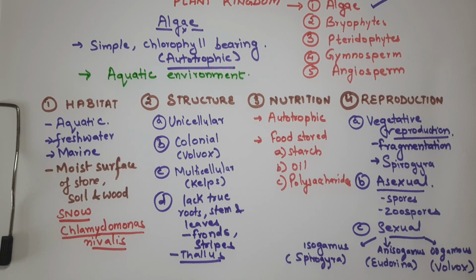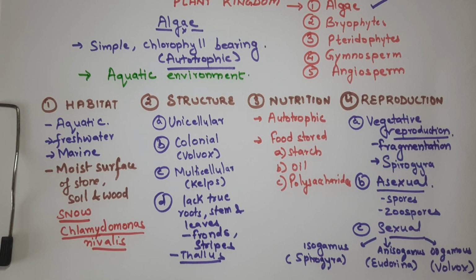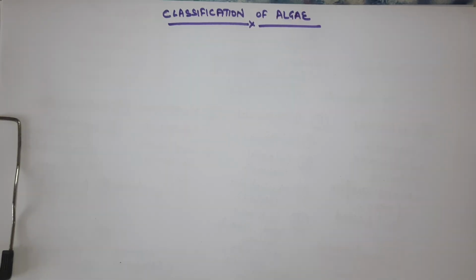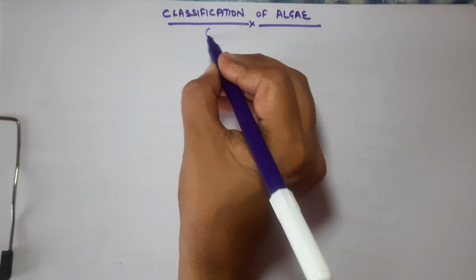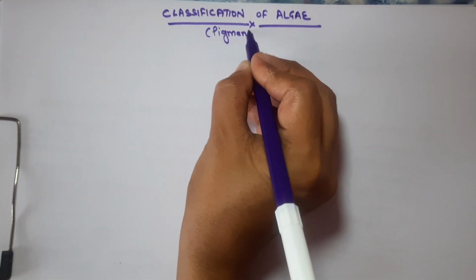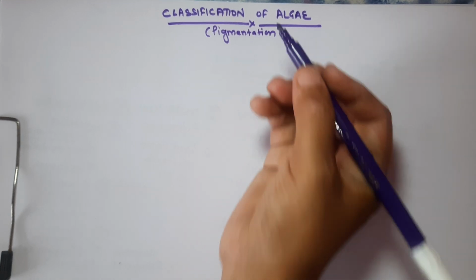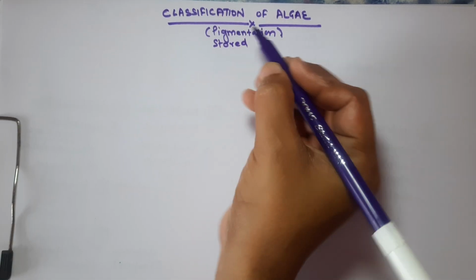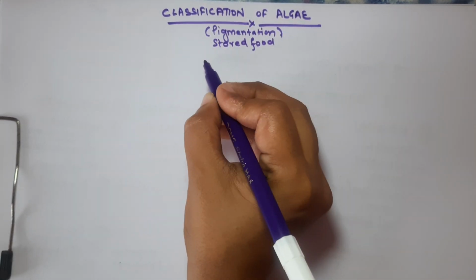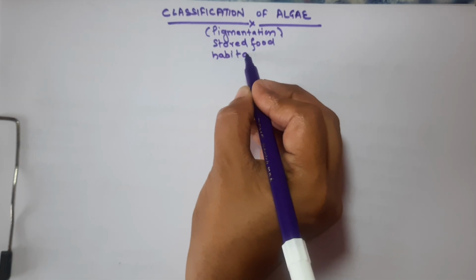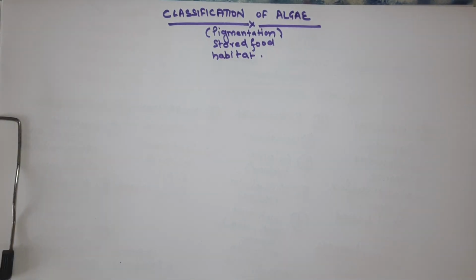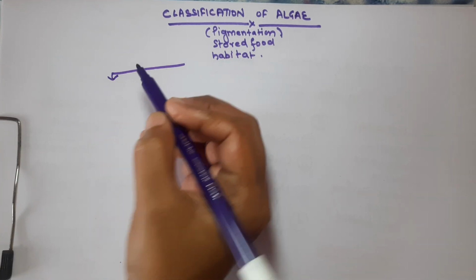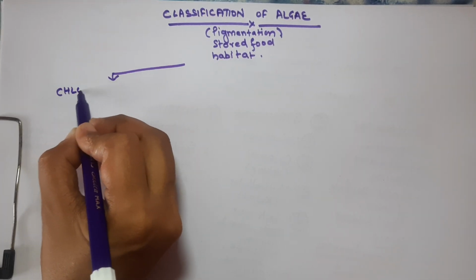So this is all about the characteristics of the algae, and now we are going to discuss the classification of algae. Based on the pigmentation, store food and habitat, there are three criteria. The first one is the pigmentation, then store food and the habitat. The algae can be classified into three main groups. The first one is the chlorophyceae.